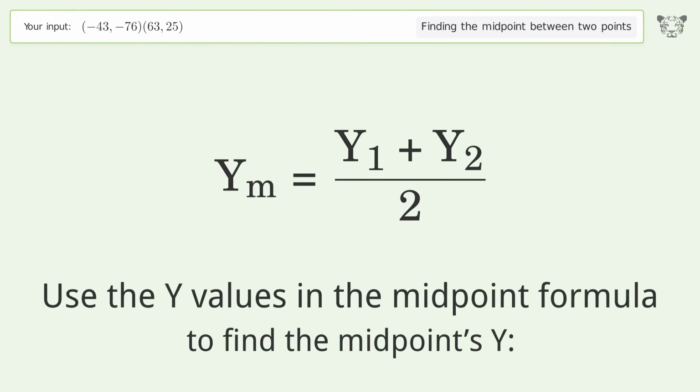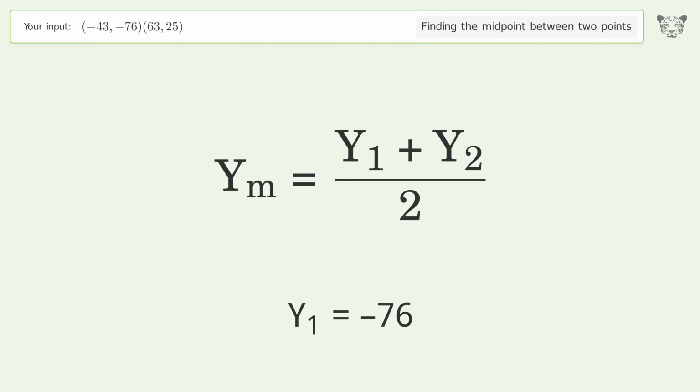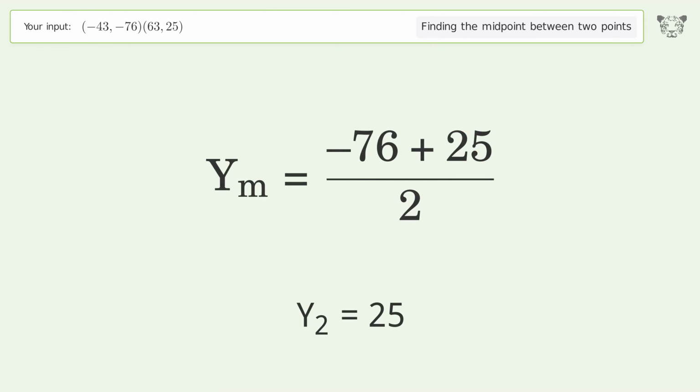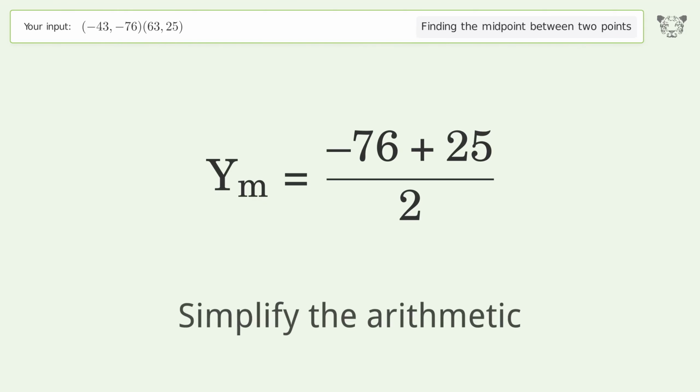Use the y values in the midpoint formula to find the midpoint's y. y1 equals negative 76. y2 equals 25. Simplify the arithmetic.